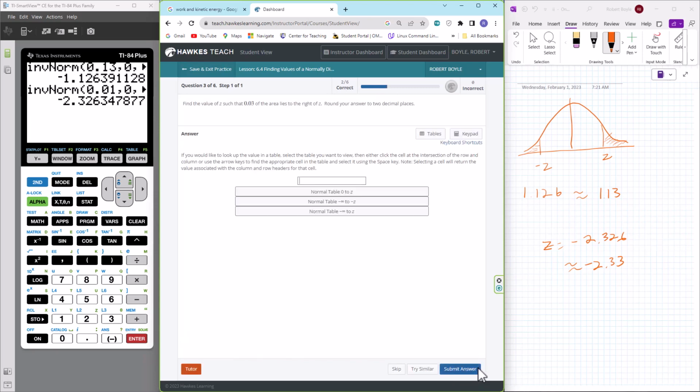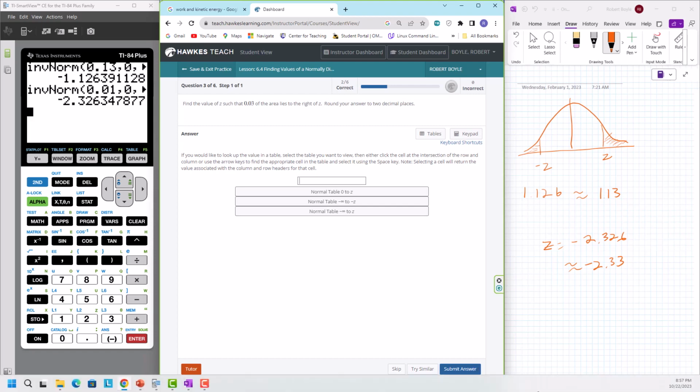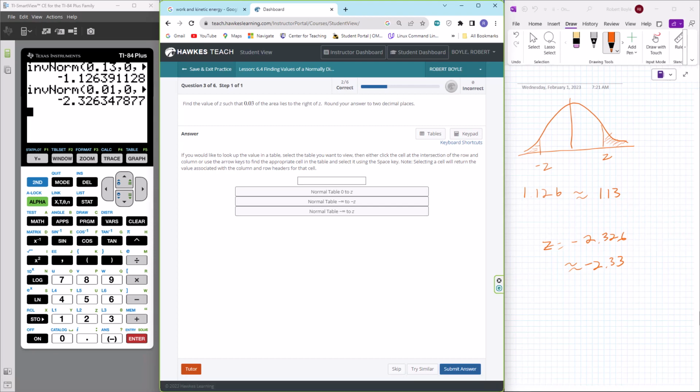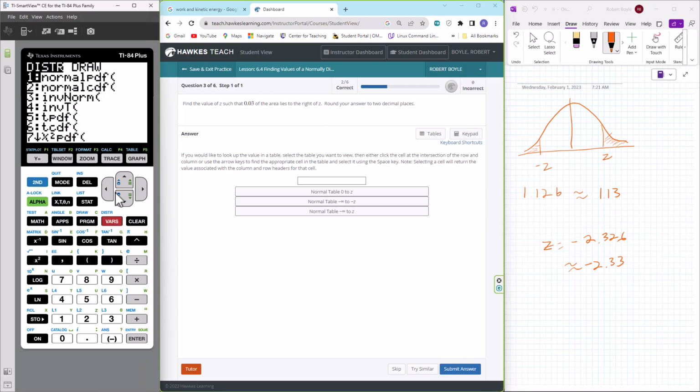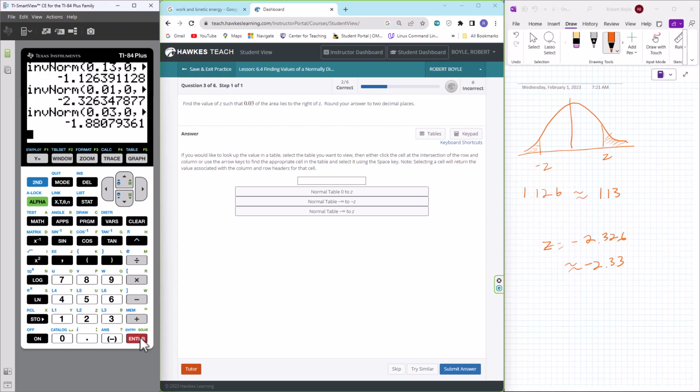Now, this one, we want to find the value of z such that 0.03 of the area lies to the right of z. So this is one of those situations where I want to do inverse normal, by going second VARS. I'm going to write this as 0.03. Mean will be 0, standard deviation will be 1, and I get a value of negative 1.88. However, we're looking for the area to the right.